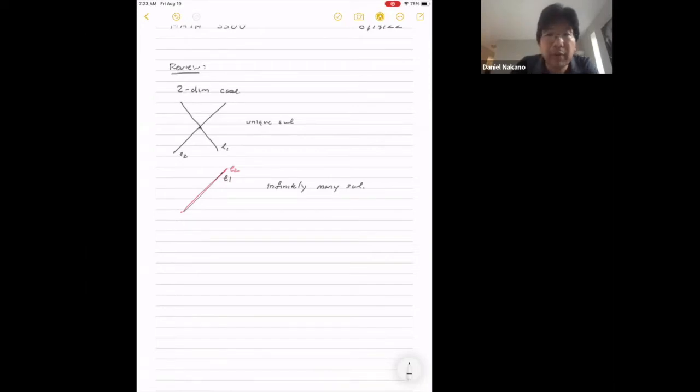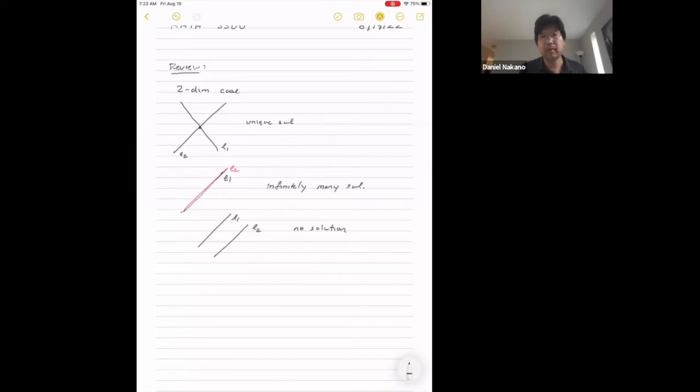Okay, so we have infinitely many solutions when the two lines coincide. We saw that case. And then finally, the last case is if the lines are parallel. So they have the same slope, but they have different y-intercepts, then there's no solution. All right, so those are the three cases.